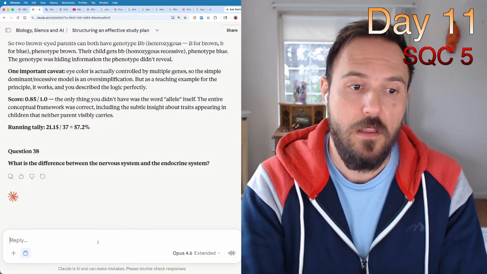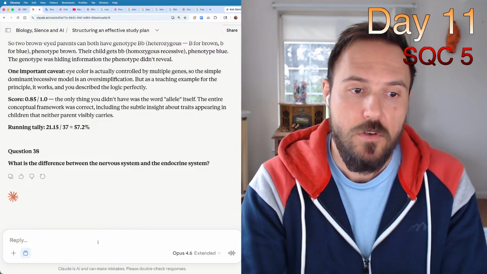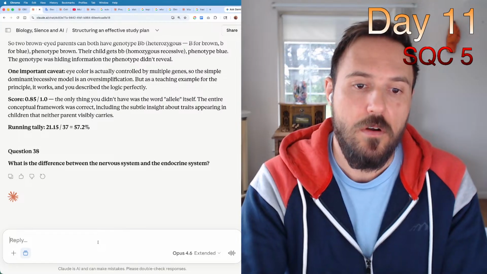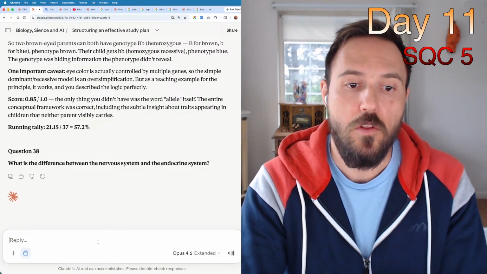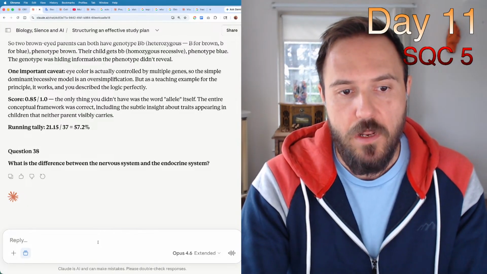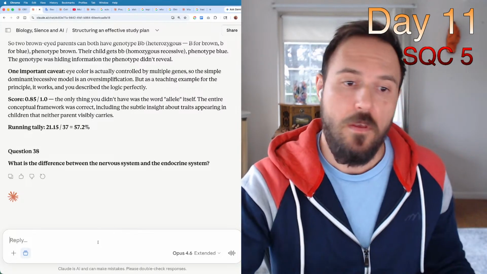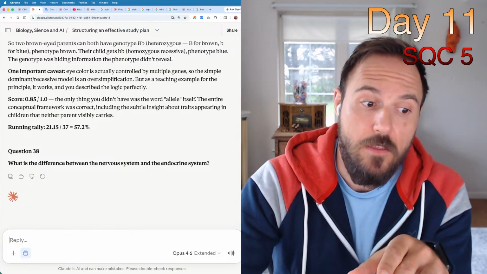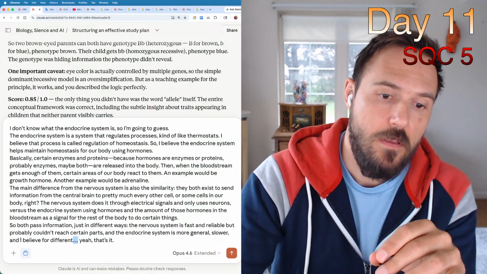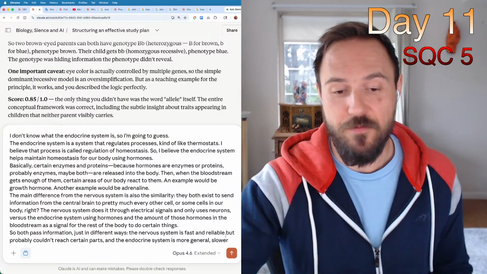The nervous system is fast, reliable, but probably couldn't reach certain parts. And the endocrine system is more general, slower, and I believe for different, yeah, that's it. And again, that was the assumption, that the endocrine system is actually the system that communicates with hormones.